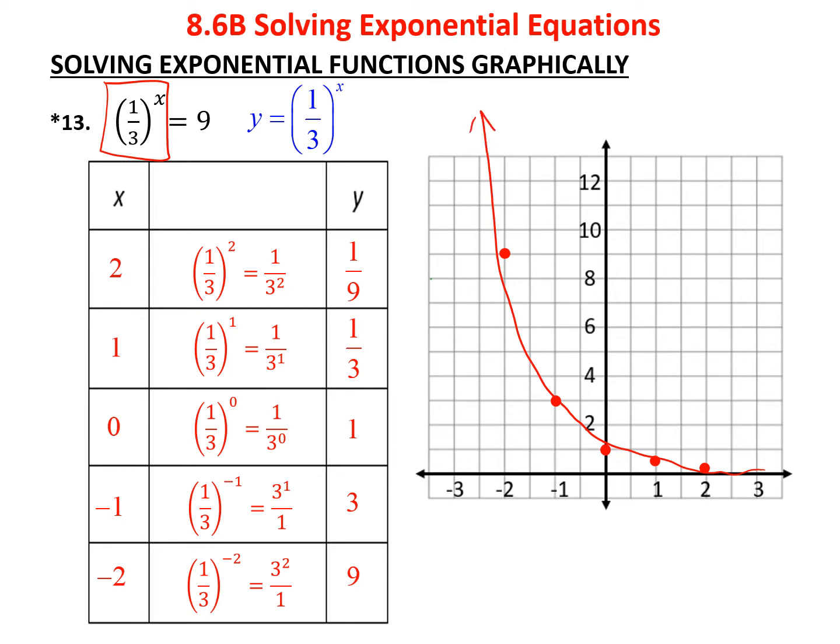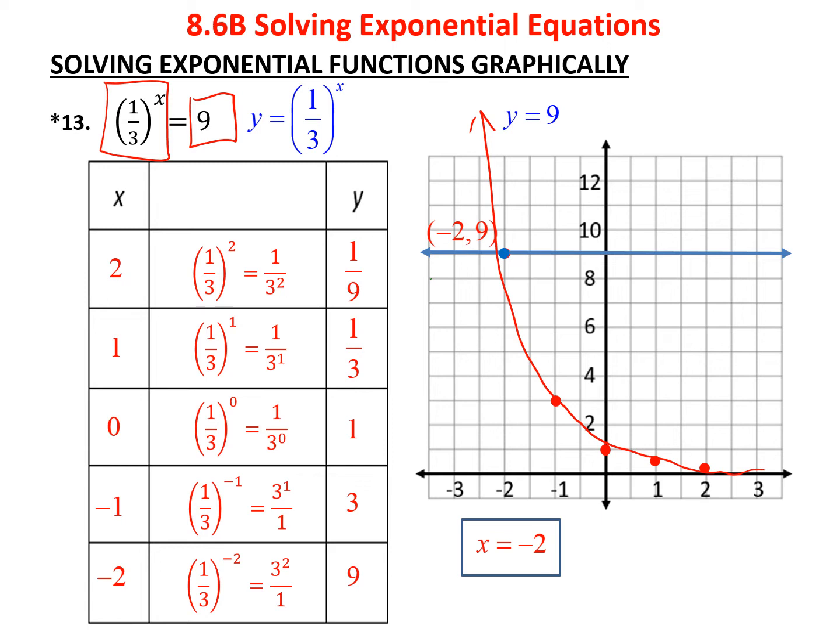Now we're going to graph the other side of the equation, which is simply y equals 9. And that's just a horizontal line at 9. So I put that through there, and you can see there's where we intersect, right at that point. So my solution there is (-2, 9), where they intersect. And what's the x value? The x value is x equals minus 2.